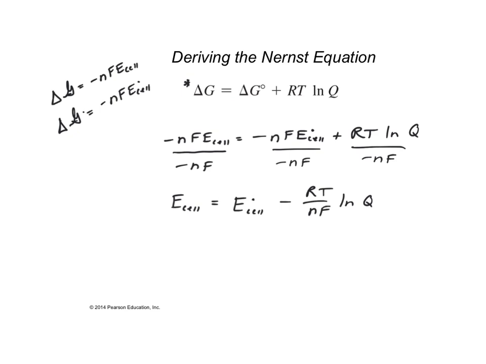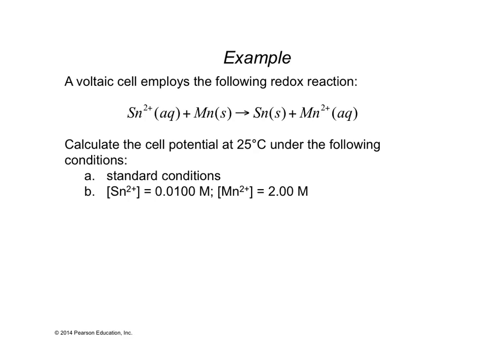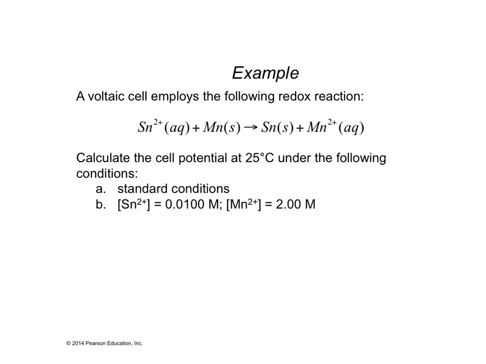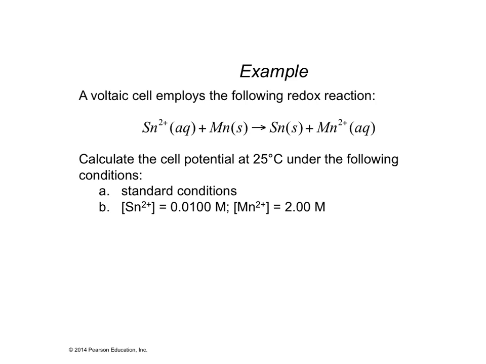Okay, so how would we utilize this, right? How would we determine the cell potential once we've moved away from standard state, given that we have that nice little standard tabulated list of cell potentials at our disposal? So let's say we have a reaction. We have Sn2+ plus manganese solid going to Sn solid plus Mn2+, and we want to calculate two different things. We want to calculate the cell potential, E naught cell, under standard conditions, and then we want to calculate it when we've moved away from standard conditions, when the Sn concentration is 0.01 and the manganese concentration is 2.